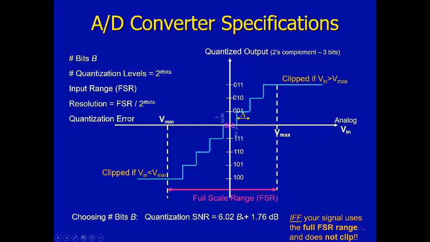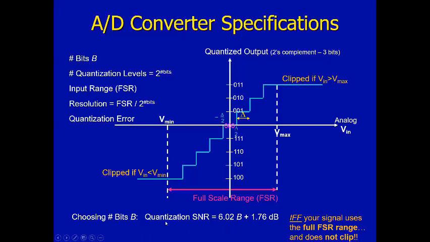So if I have an 8-bit A to D converter, then I can make a system and sustain a signal to noise ratio that's 8 times 6 or 48 dB, plus another 2, roughly 50 dB of signal to noise ratio. If I need more than that, I need more bits. And for every bit I add, I get 6 more dB of SNR.